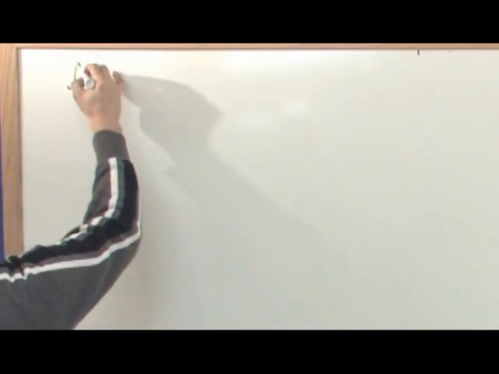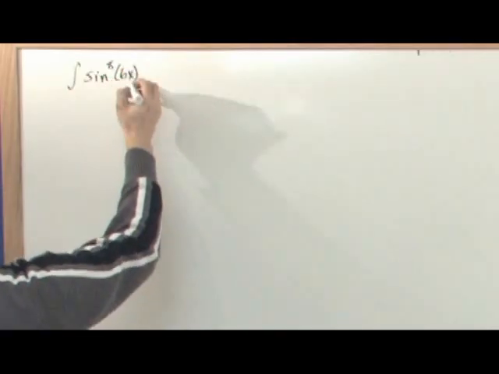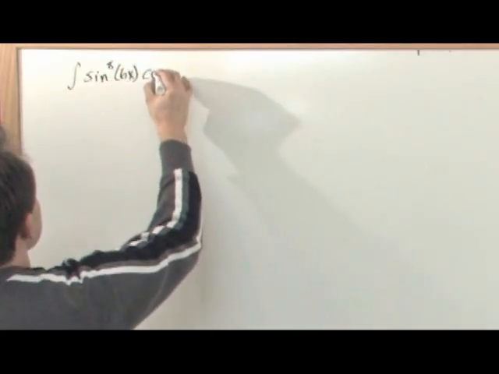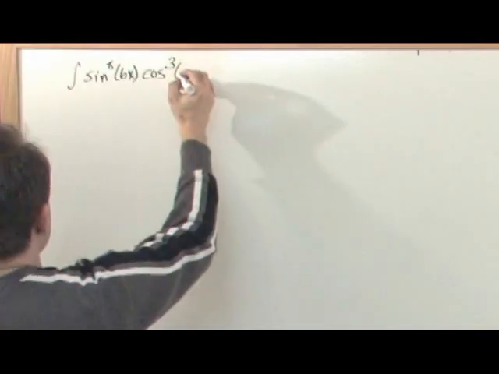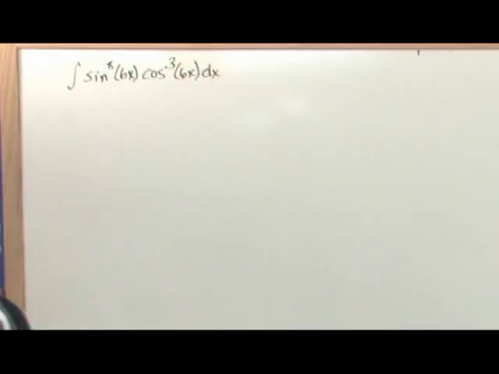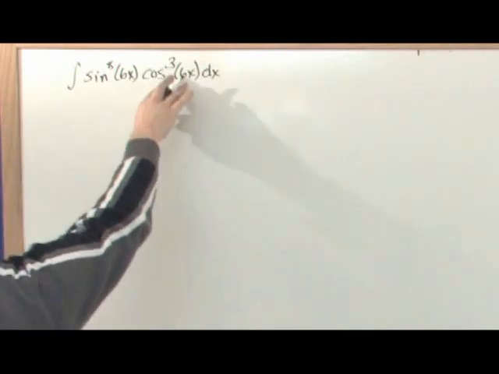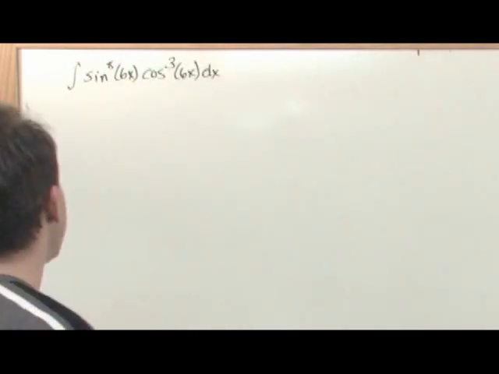Integral of sine to the 8th power of 6x times cosine to the 3rd power of 6x dx. And I want to solve that integral. Well, right now I see I have a sine to the 8th power and a cosine to the 3rd, so I have an odd power of cosine here, and I know I can use that and do my factoring technique.